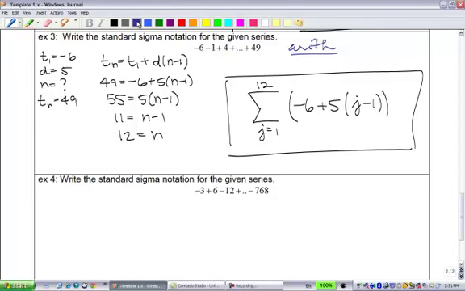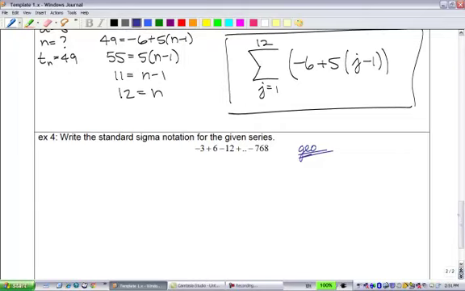Example 4, write in standard sigma notation, negative 3, 6, negative 12, up to negative 768. If we take a look at this, it would appear to be geometric, because multiply negative 3 times negative 2, we get positive 6, times negative 2 is negative 12. Why don't you hit pause here and see if you can write the standard sigma notation for this one. So, term 1 is negative 3, common ratio is negative 2. The n number we don't know, but t sub n is negative 768.